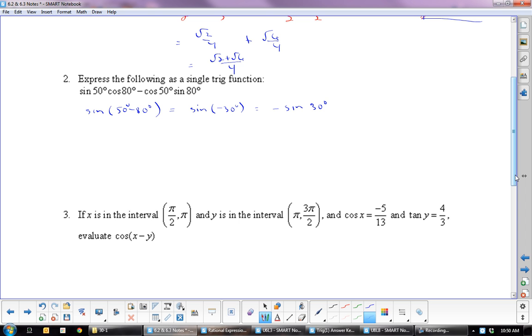Okay, so final answers should always have positive degrees, okay? So we'll just kind of, that'll be the rule. So if you're leaving it as sine negative 30, we can say, well, that's not quite done.